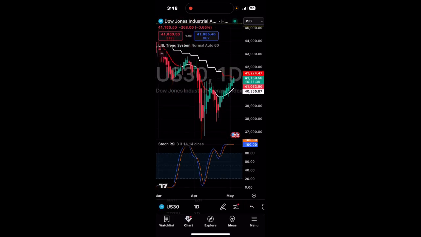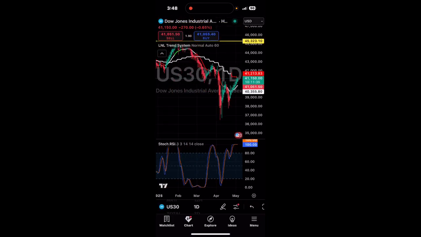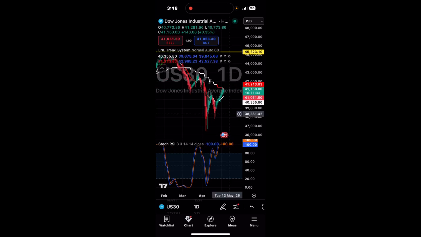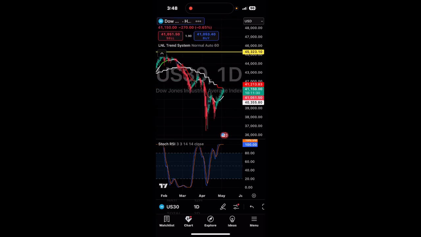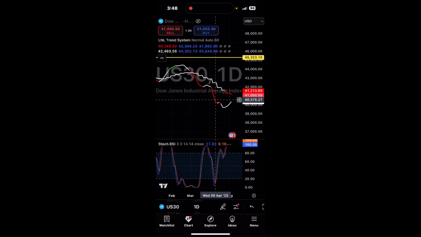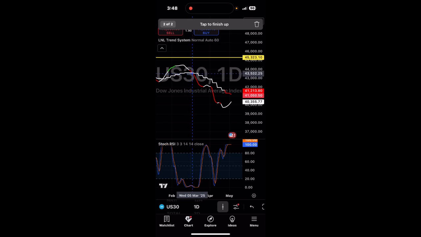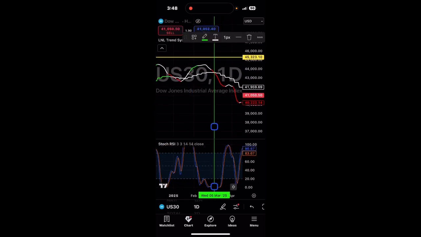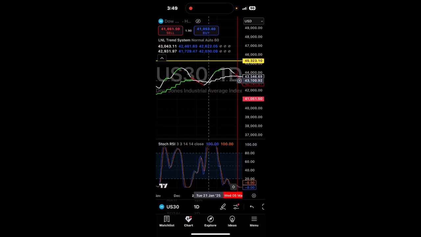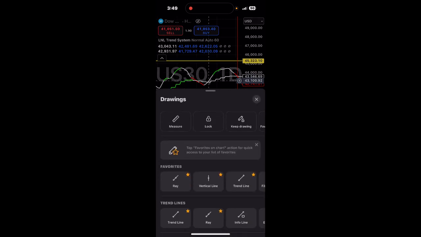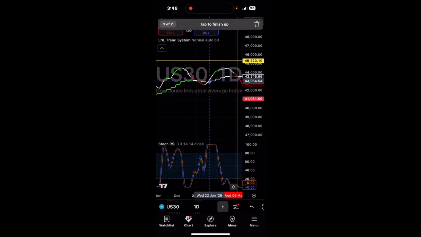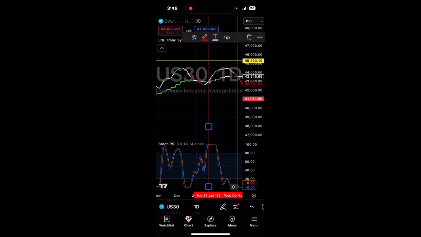What we can do here is, based off of the LNL trend system, see the overall direction. If I remove the candles here, you want to focus on the areas where the LNL trend system has crossed. So we've got a moment right here. Let's mark this real quick. We'll do a vertical line here. Let's mark that red. Start of the downtrend. Got another moment right here. Mark that one. That's the start of an uptrend.